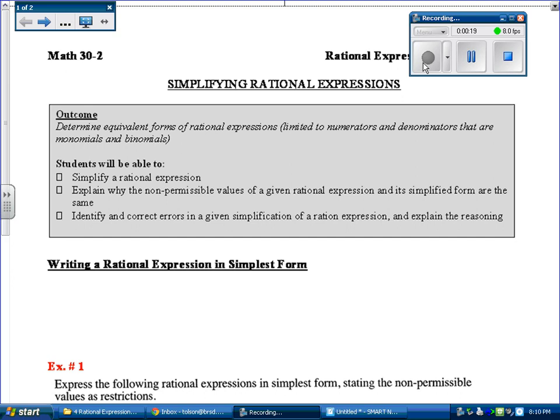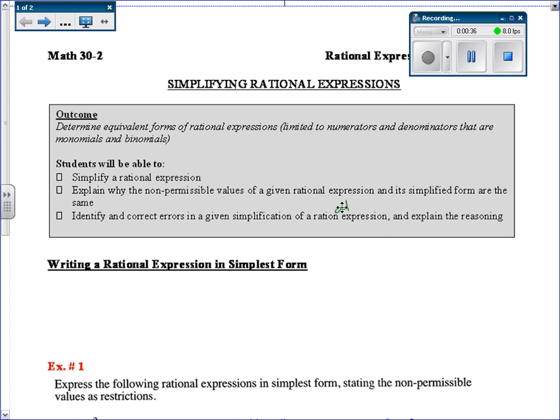So what you need to be able to do after today's lesson, or after practicing the questions, is simplify a rational expression, explain why the non-permissible values of a given rational expression and its simplified form are the same, and identify and correct errors in a given simplification of a rational expression, and explain the reasoning.